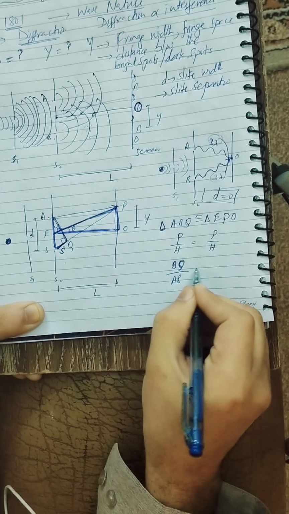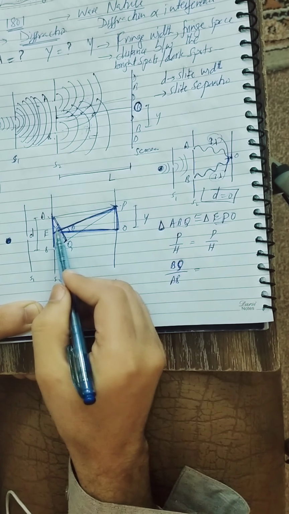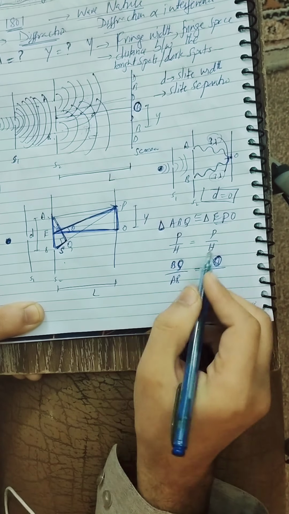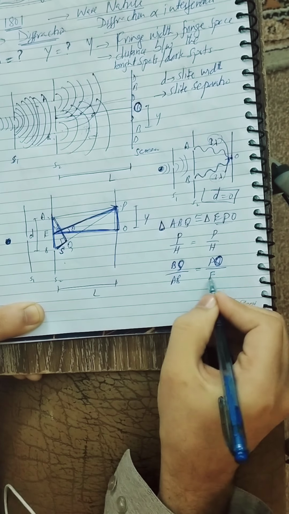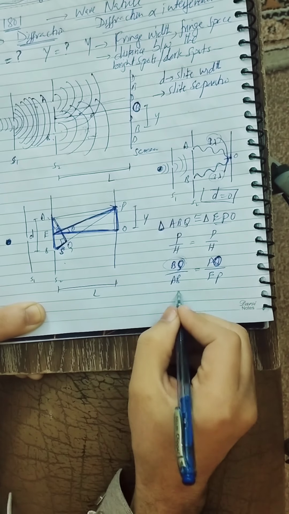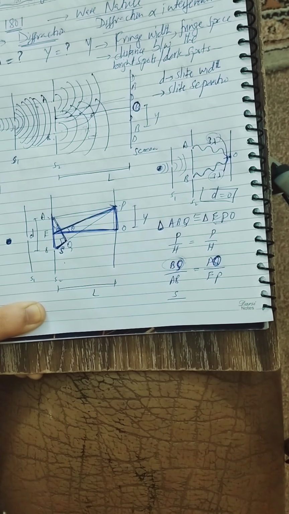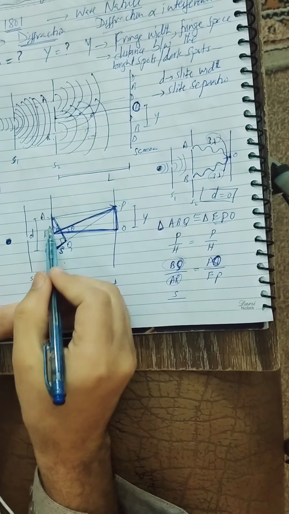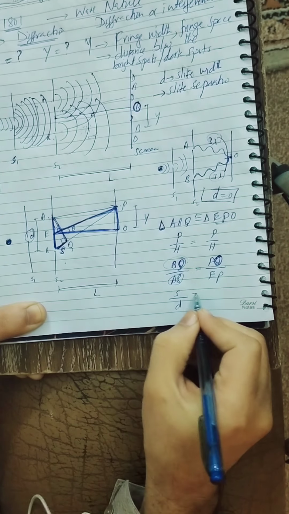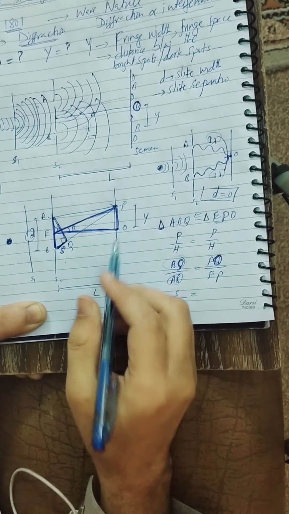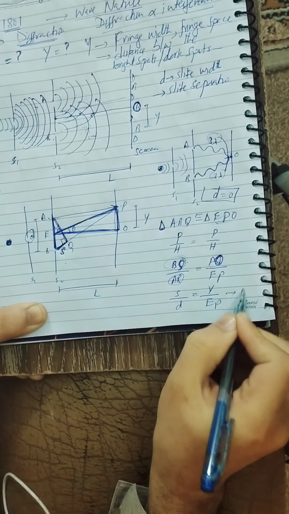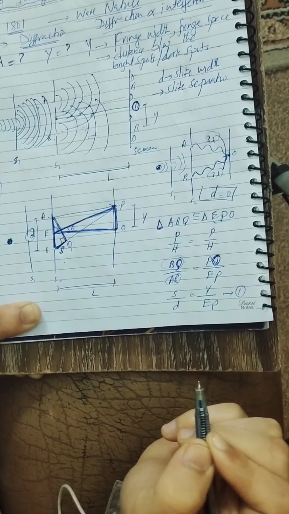What is the perpendicular side in EPO? In EPO the perpendicular side is PO, and the hypotenuse is EP. What is the value of BQ? The value of BQ is called S, so putting S instead of BQ. And what is the value of AB? The distance from A to B is called small d, so putting d instead of AB. And PO is called Y. So we will have equation number 1.